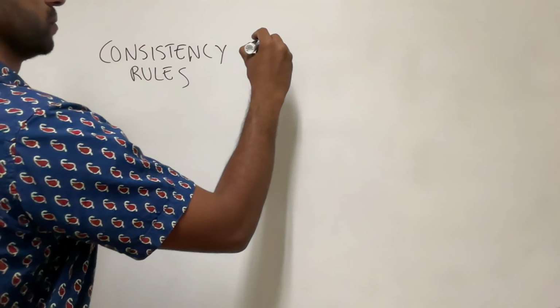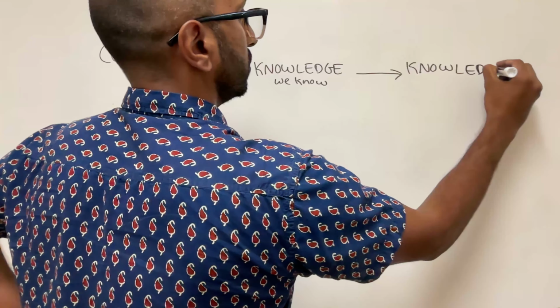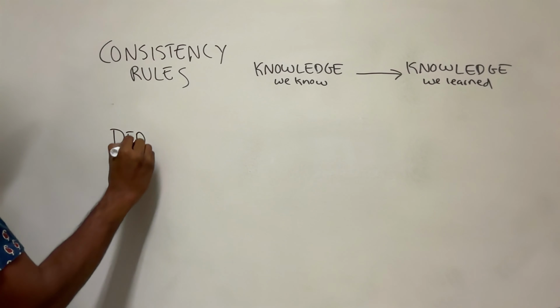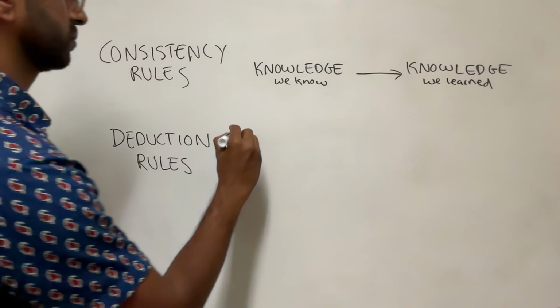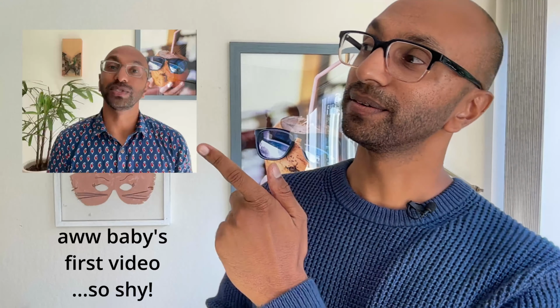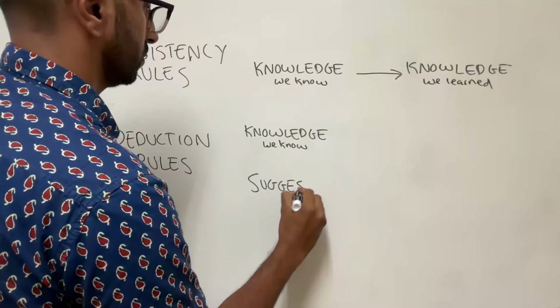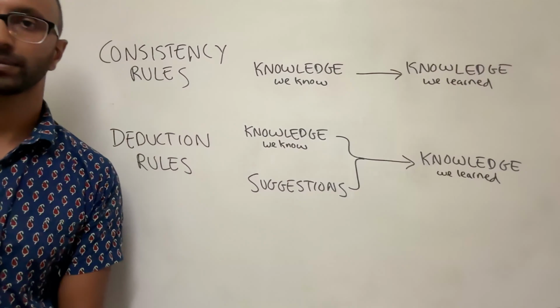Okay, so we just defined that consistency rule. Let's take a step back for a second. Consistency rules are one of the two types of algorithms. They take in knowledge that we know and return updated knowledge, including new learnings. Deduction rules will be slightly different. If you remember from last time I said deduction rules concern the suggestion log at the bottom. So deduction rules will additionally need all the suggestions as input.